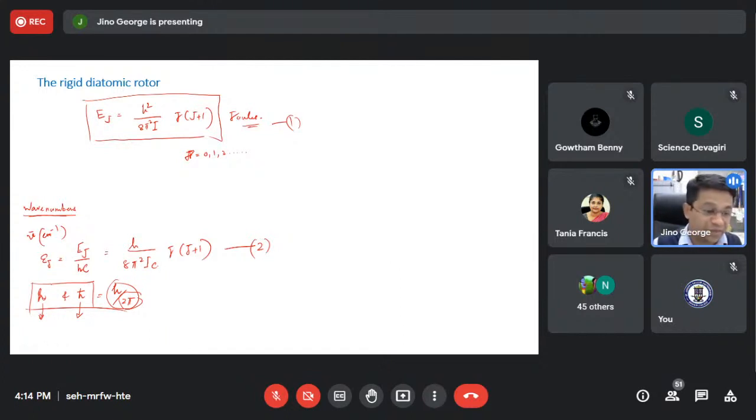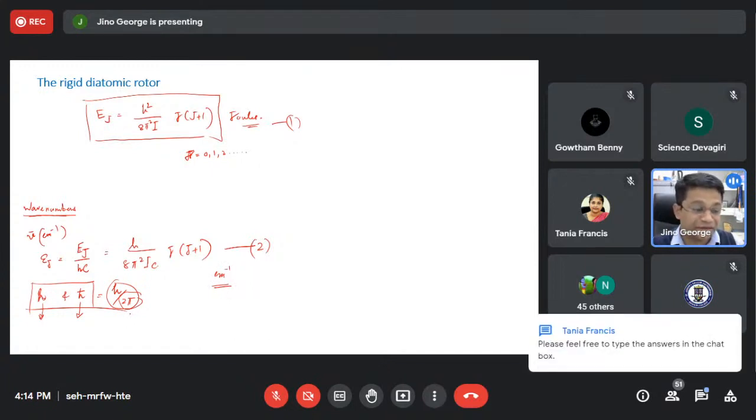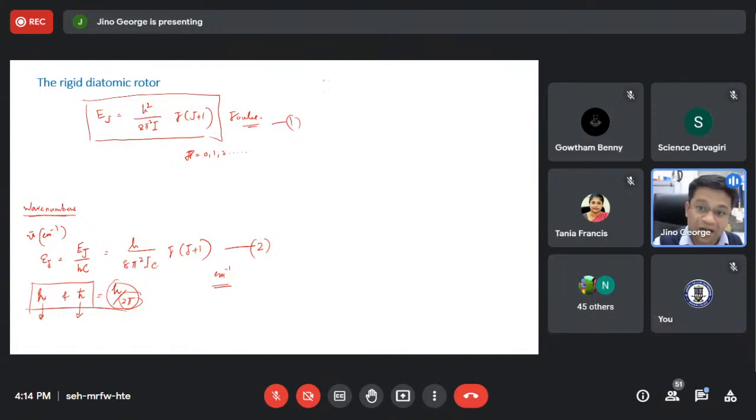So I will write this expression: EJ is equal to small e J into c, which is capital EJ by hc, and this will be written in centimeter inverse. Does this make our life easier? Because the spectrometer works exactly on the linear scale. So this is how it works out. I have this particular expression, beautifully written. We call it B, the rotational constant.